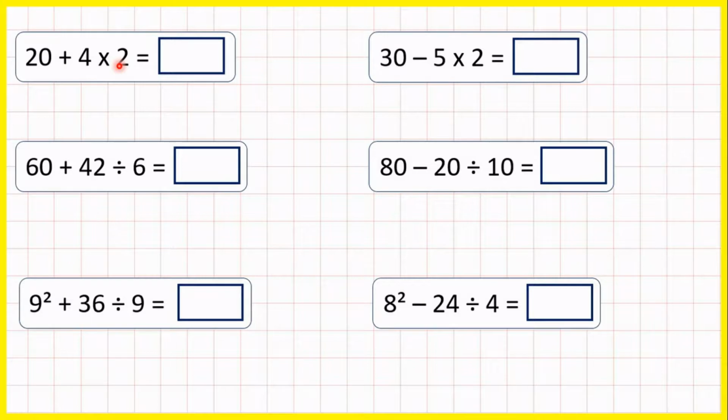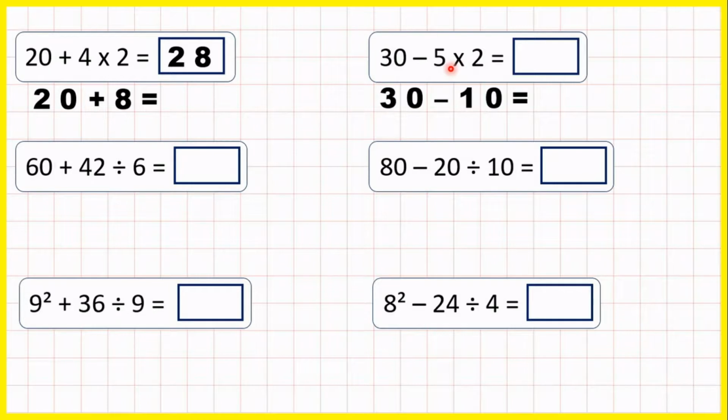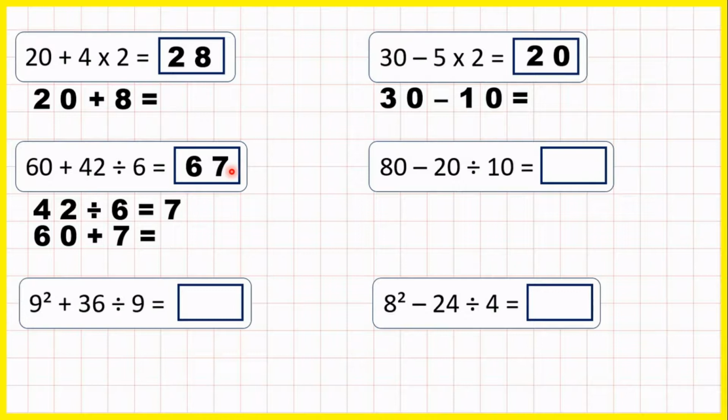So 4 times 2 is 8, so we're adding 8 to 20, which gives us 28. Now 30 minus 5 times 2, so we need to do the multiplication first, and 5 times 2 is 10, so we're subtracting 10 from 30. That gives us 20. Now 60 plus 42 divided by 6. So we need to do the division first, and 42 divided by 6 is 7. So we're adding 7 to 60, and that gives us 67.